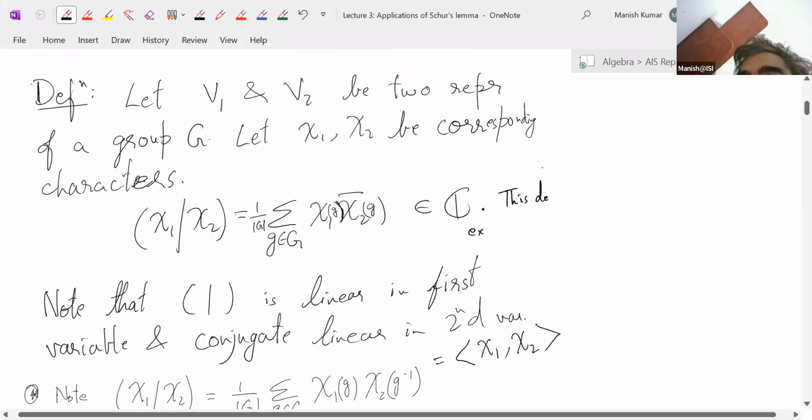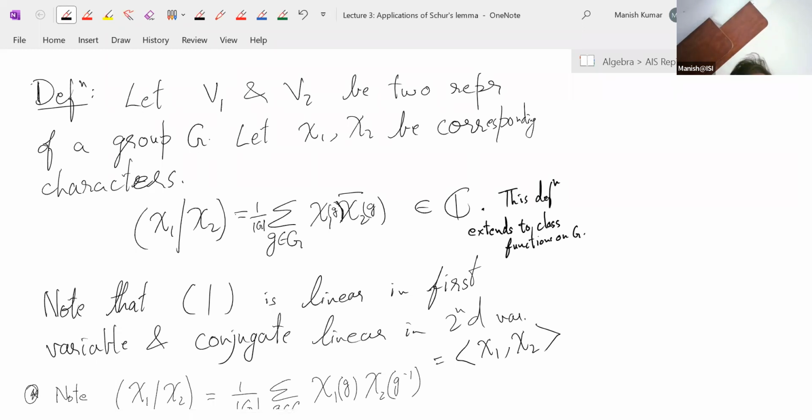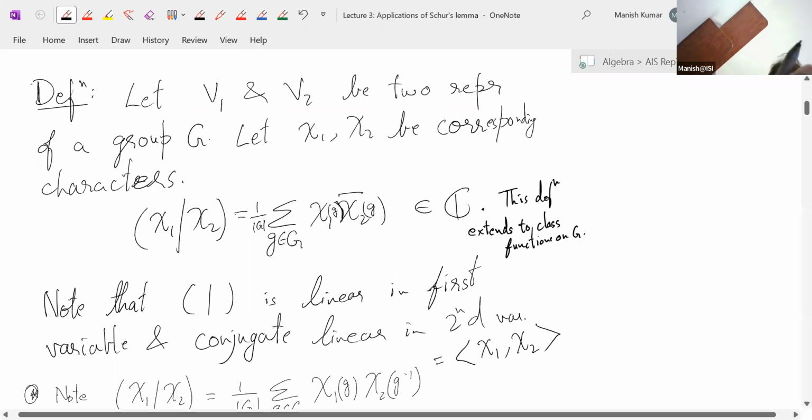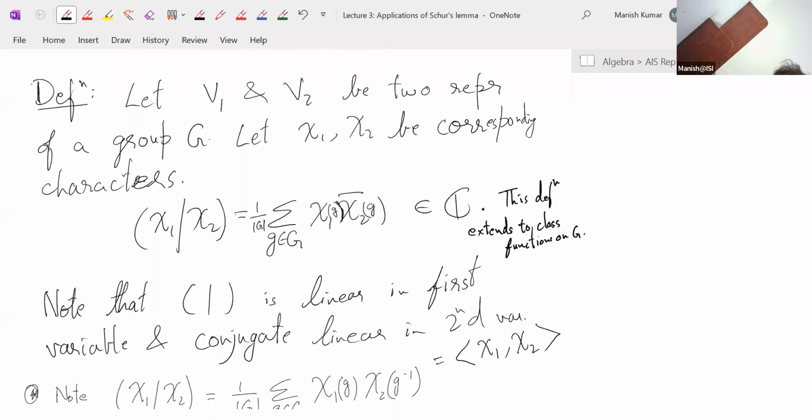This definition extends to class functions on G, that is, all complex valued functions on G which are constant on conjugacy classes. So we will use this bilinear map even if we are given some class functions f and f prime on G; we can define this pairing.